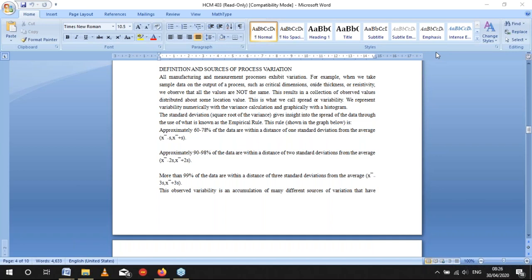So this concept of controlled versus uncontrolled variation is important in determining if a process is stable or not. Now, what do we mean by stable process and unstable process? I will explain this and I will round up for today, and we continue next week.